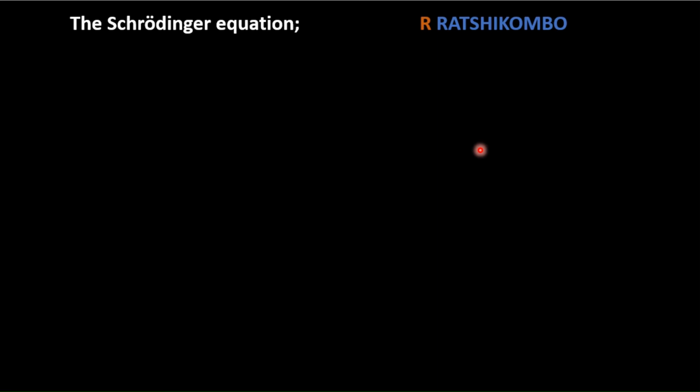In this video, we are going to solve the Schrödinger equation. The person who proposed this equation is an Austrian physicist called Erwin Schrödinger in 1926. This was the equation for finding the wave function of any system.